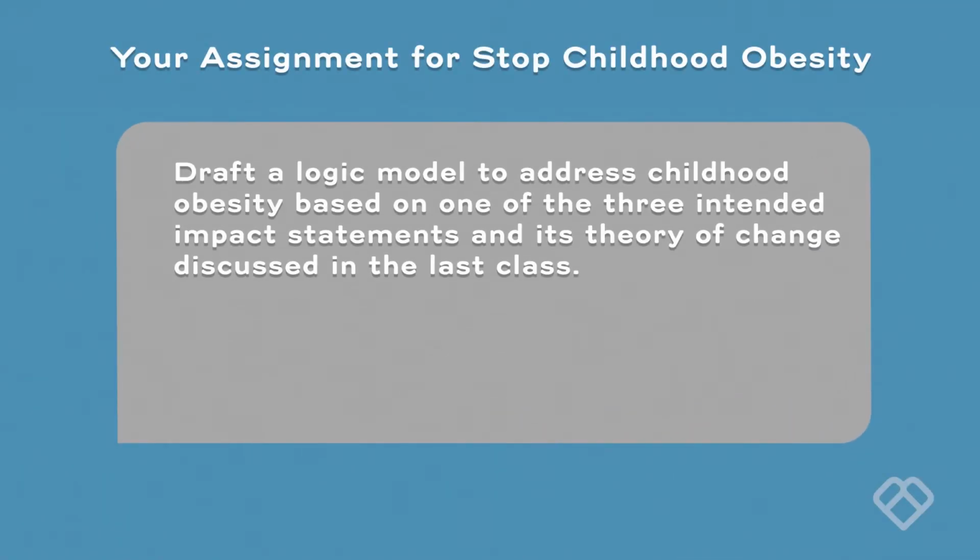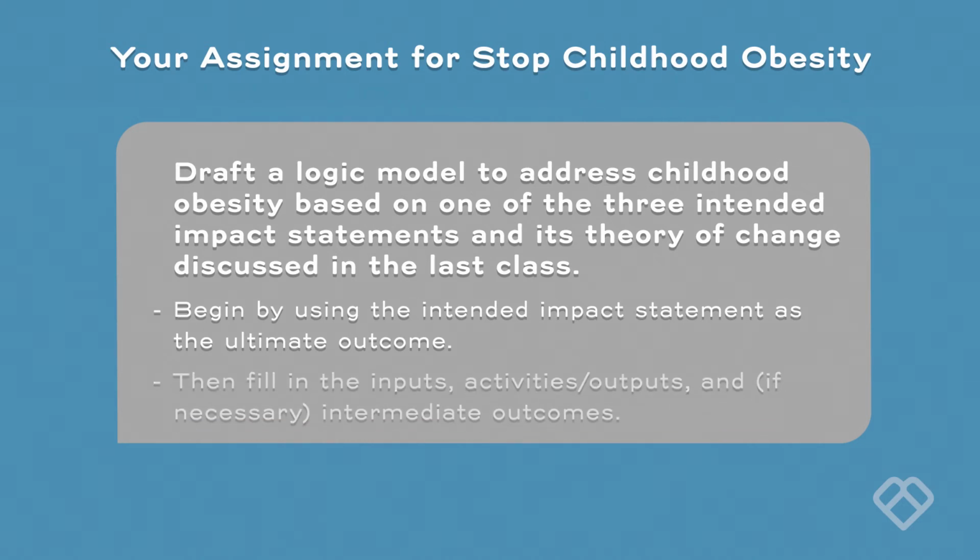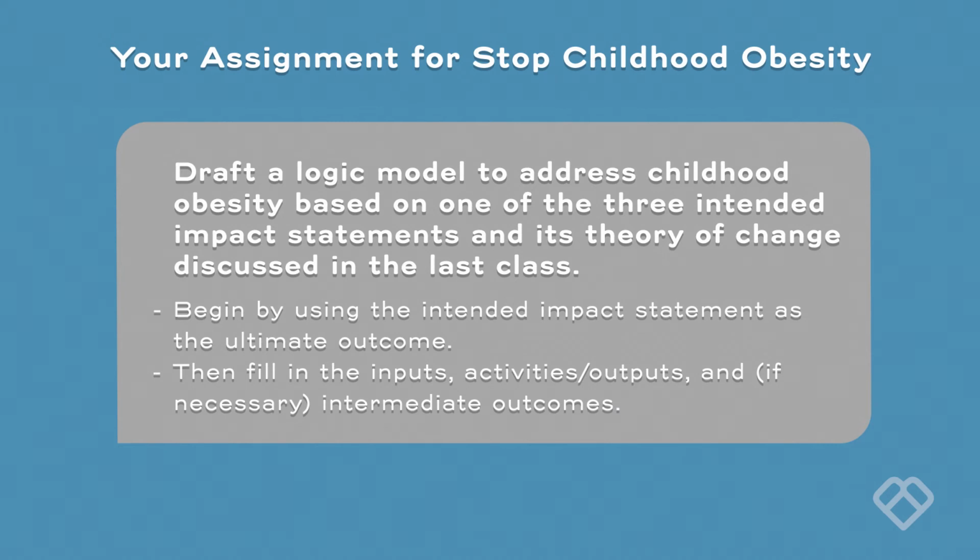And now, for your assignment, I would like you to turn to childhood obesity. I'd like you to draft a logic model to address childhood obesity based on one of the three intended impact statements. You can use any one of the ones you want, and its theory of change that we discussed in the last class. Begin by using the intended impact statement as the ultimate outcome at the right side of your logic model, and then fill in the necessary inputs and activities and outputs, and if necessary, intermediate outcomes to achieve the ultimate outcome. Remember that each stage of the logic model should be causally related to the next one.